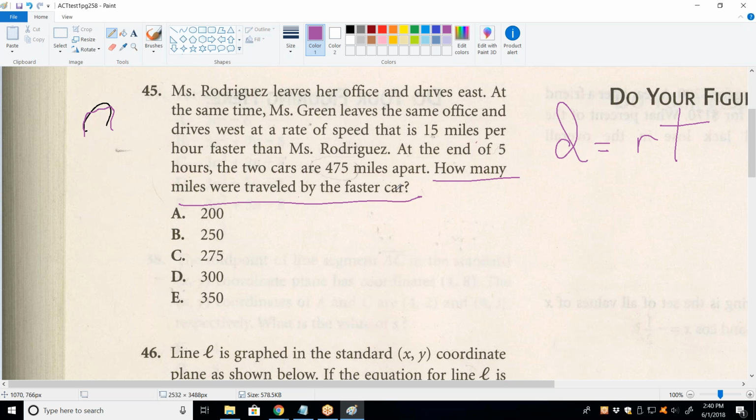All right, so these two cars started at the same spot. One's going 15 miles an hour faster than the other. At the end of 5 hours, they're 475 miles apart. How far did the fastest car go at least, minimum?